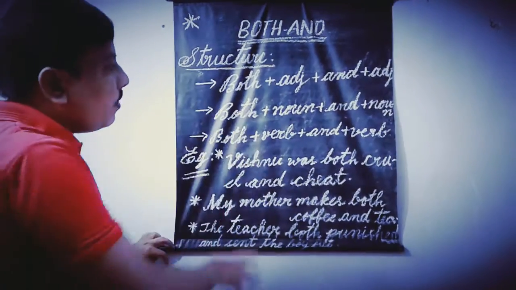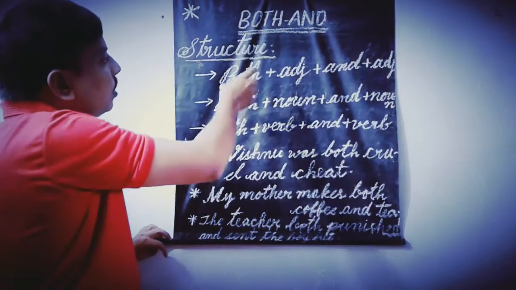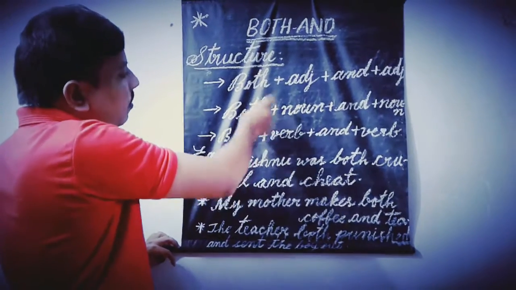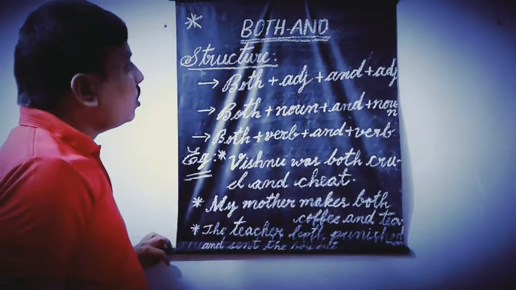In such a way, we can write number of examples which are related to the structures which have been written on the board regarding the correlative conjunction both and.